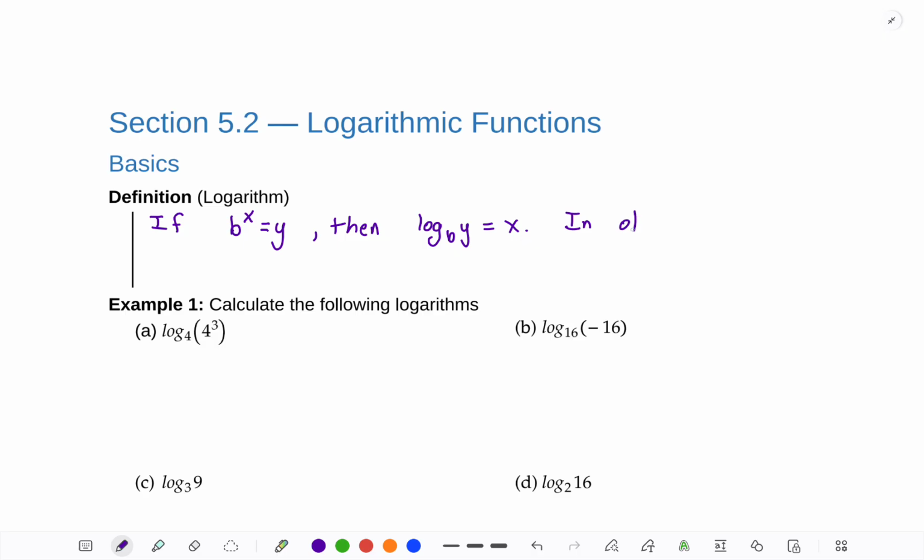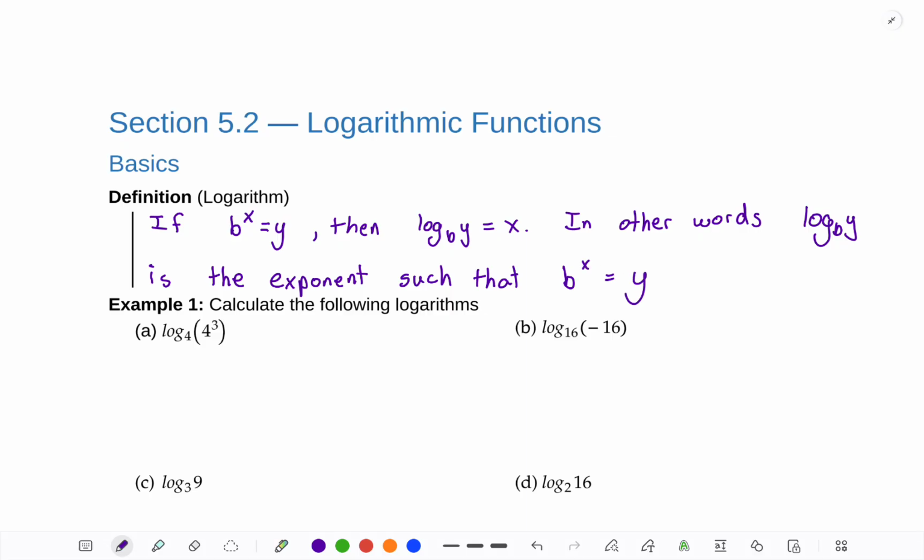In other words, log base b of y is the exponent such that b to the x is equal to y.